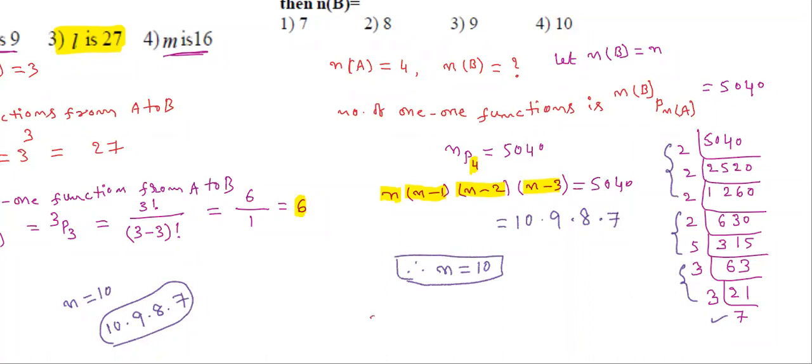Finally, what is n(B), students? n(B), I have taken as n here. That value should be 10. Which option is correct? The fourth option.